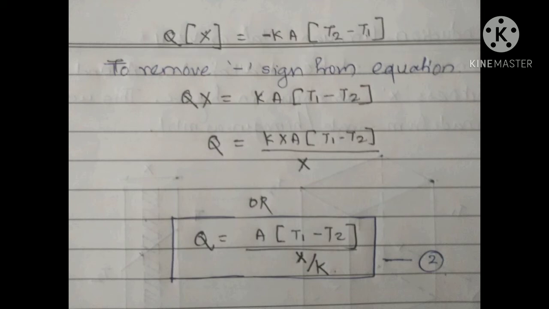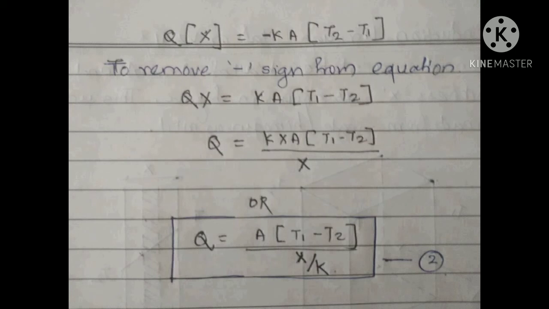But to remove the negative sign from the equation, we rearrange the terms as Q X is equal to K A into bracket T1 minus T2. So at last we have the formula Q is equal to K into A into (T1 minus T2) divided by X. Rearranging the terms, we have a second equation, that is Q is equal to A into bracket T1 minus T2 divided by X upon K. And this is the formula for conduction through a plane wall.